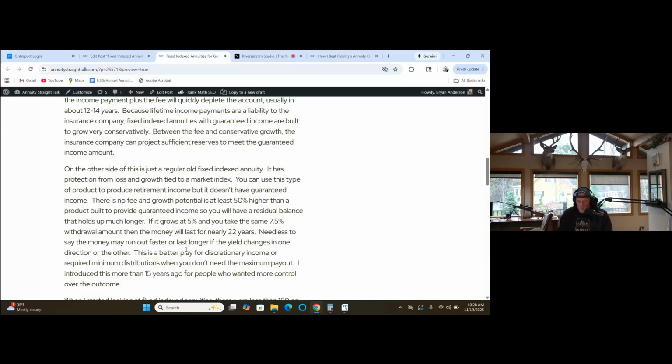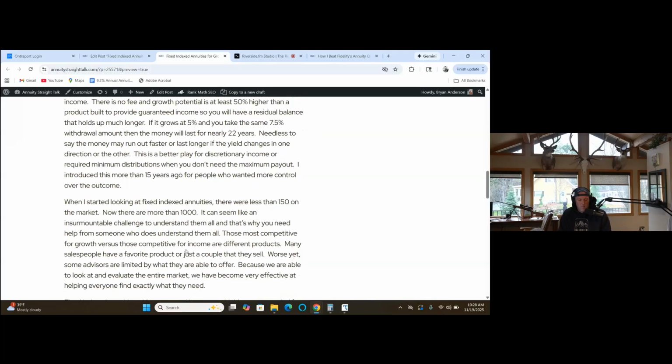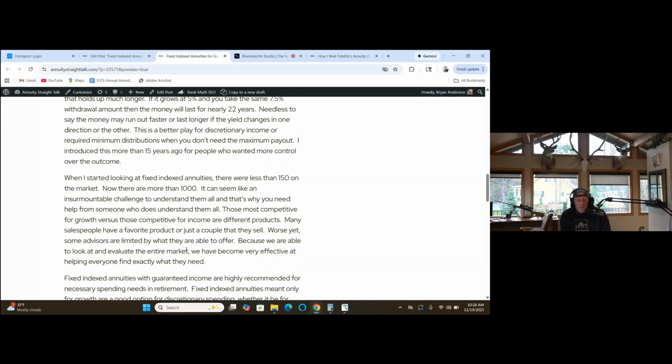So that's how advice changes based on what type of products and what opportunities are available. When I started looking at fixed index annuities, there were less than 150 on the market. Now there are more than 1,000. To understand them all could seem like an insurmountable challenge. You need help from someone who does understand them all.